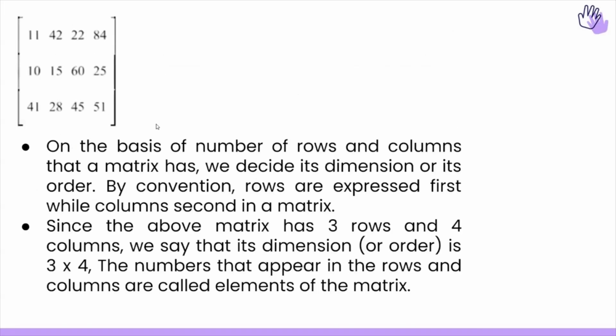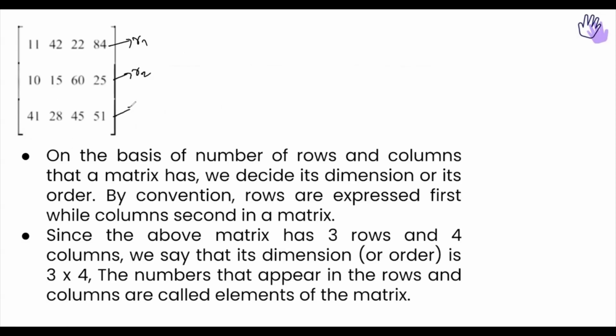These are arranged in horizontal rows and vertical columns. On the basis of the number of rows and columns that a matrix has, we can decide its dimension or its order. By convention, rows are expressed first and columns are expressed second. So what does that mean? Let us take the example of the previous case itself. The matrix that we have taken has three rows, right? What are those rows here? This is row 1, this is row 2, this is row 3, right?